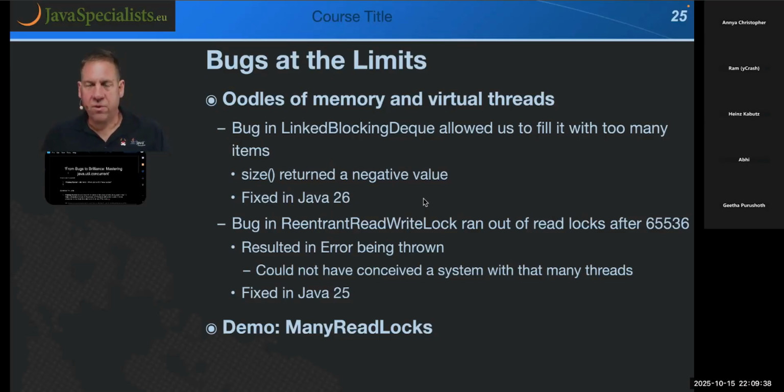There's also a bug in ReentrantReadWriteLock where you could run out of read locks after 65,000. What they did is take an int and cut it in half, so you have two shorts, two 16-bit numbers, and once we exceeded 65,000, it threw an error. At the time when they wrote the code, they couldn't imagine a system with 65,000 threads. But we can imagine that when we work with virtual threads.